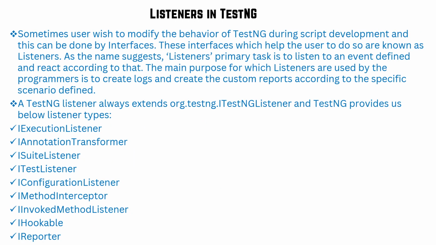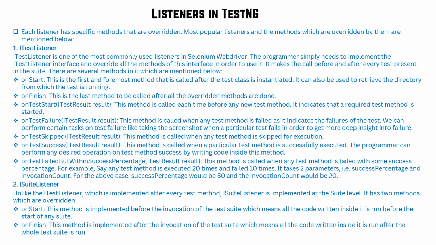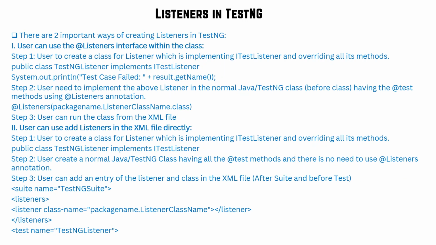A listener is nothing but something that listens. You can add the relevant steps in the listener method, and it will change the behavior based on the actual events. There are a lot of listeners, but the most prominently used is ITestListener, where you have onStart and onFinish at the suite level, and onTestStart, onTestFailure, onTestSkipped, onTestSuccess, and onTestFailedButWithinSuccessPercentage, all at the test level. And ISuiteListener is also there. Okay, listeners you can either add at the test level, or at the TestNG suite level using the listeners tag.